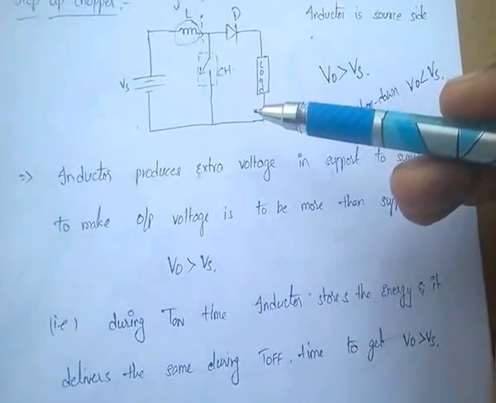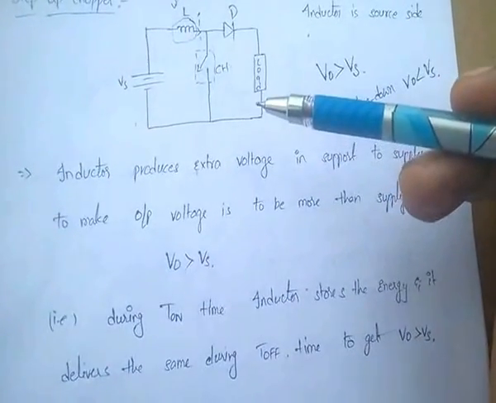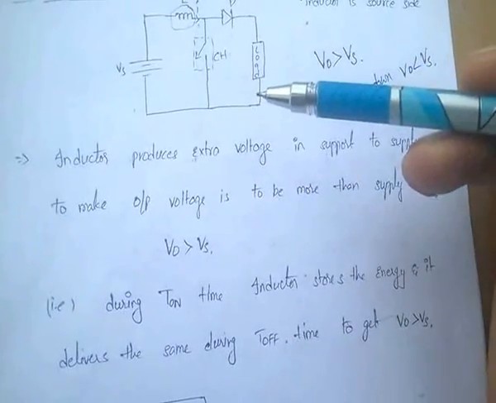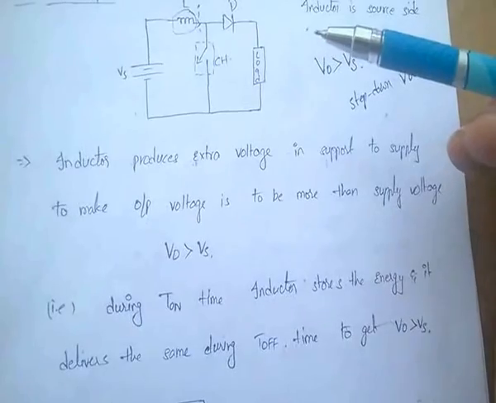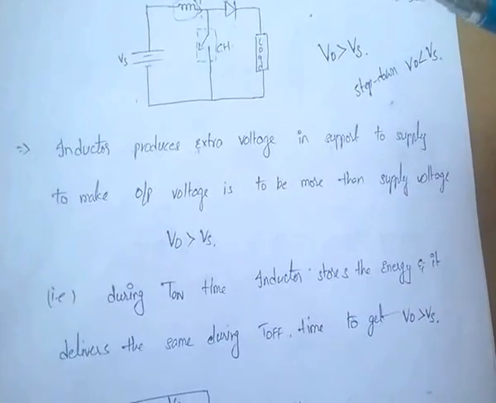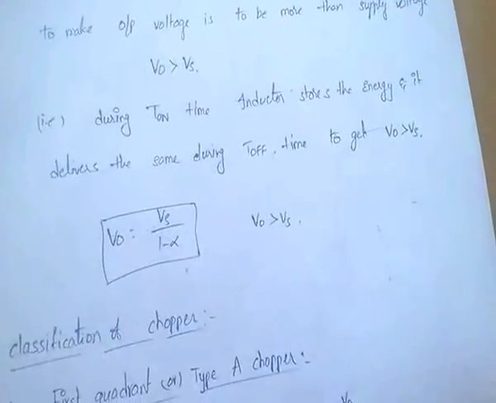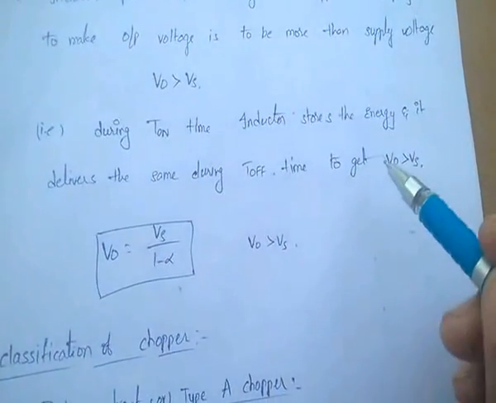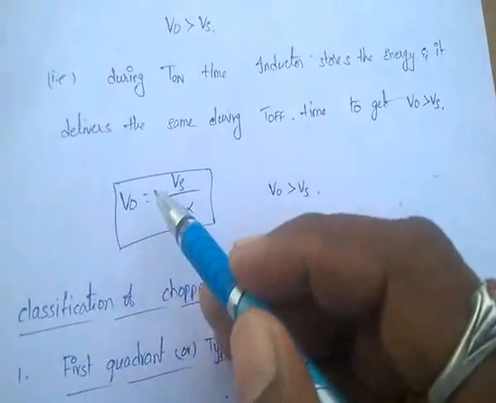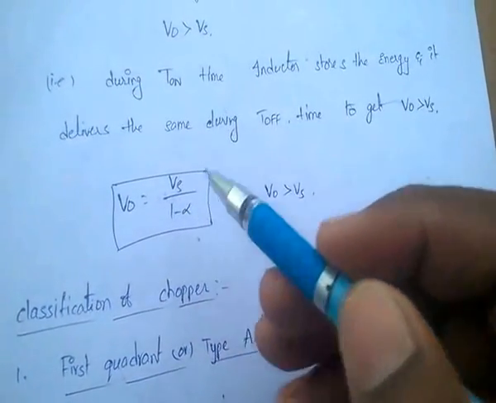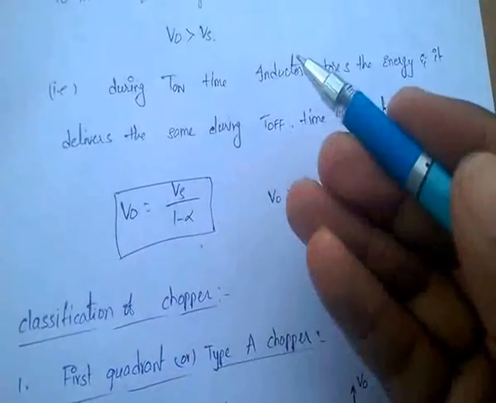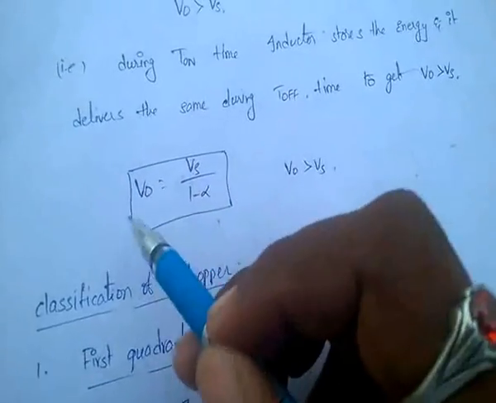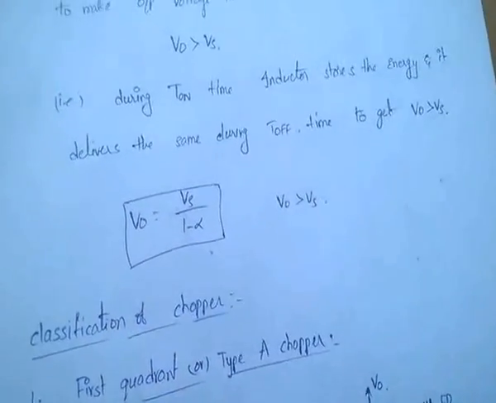The inductor stores the energy in turn on time and releases it in turn off time. So that's why it supports the output voltage to get more voltage than the input voltage. During turn on time the inductor stores energy and delivers the same during turn off time to get V0 greater than Vs. And V0 here equal to Vs by 1 minus alpha. In case of step down chopper, V0 equal to alpha into Vs. Here for step up, V0 equal to Vs by 1 minus alpha.